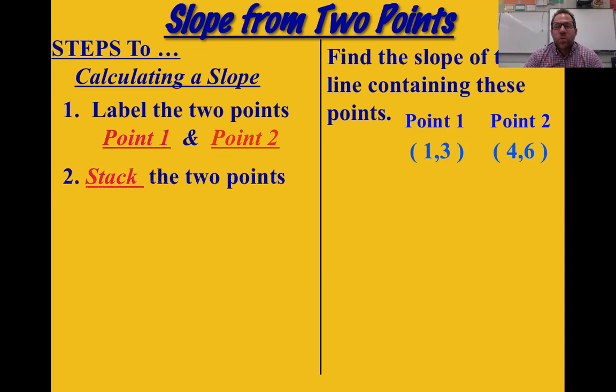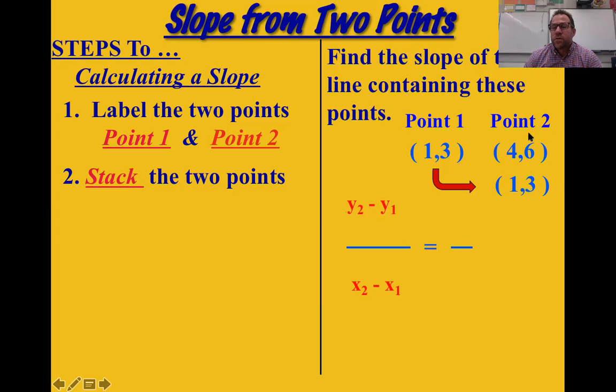Step 2 is we want to stack the 2 points. Call this the stack strategy. I'm going to take this first point, slide it over, and stack it right underneath. Now it's going to be a lot easier to look at. Then we're going to label these. This is point 1, so this would be my x1 and my y1, and this is point 2, so this would be my x2 and my y2. We want y2 minus y1, and they're stacked right there for you, 6 and 3.